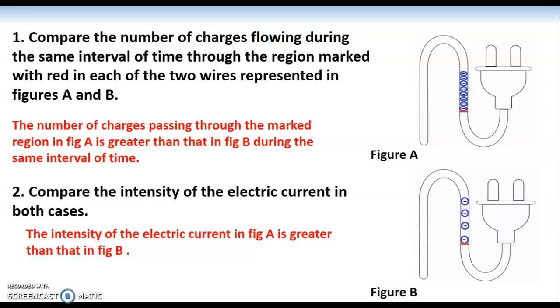Number two, compare the intensity of the electric current in both cases. So what do you think? If more electrons pass in figure A than in figure B during the same interval of time, this means that the intensity of the electric current in figure A is greater than that in figure B.